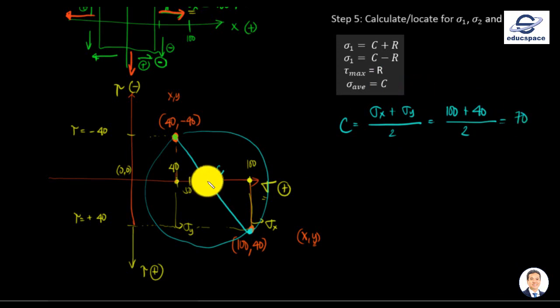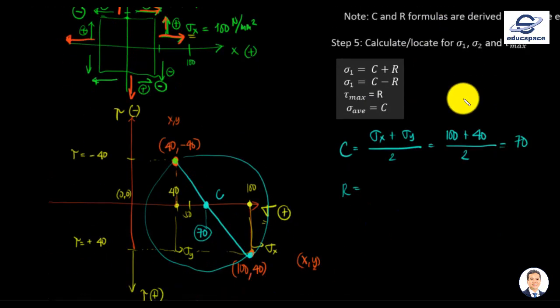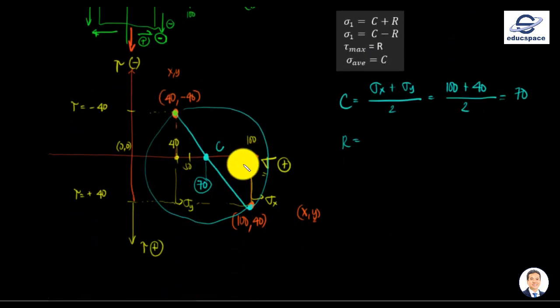So, this means that meron tayong 70 dito. Normal stress. And then the radius, pwede natin malaman or makuha yung value ng radius using this relationship. But then, pwede rin namang by inspection. Kung alam na natin yung center dito, pwede natin i-plot yan. So, kunin natin, extract natin itong part na to.